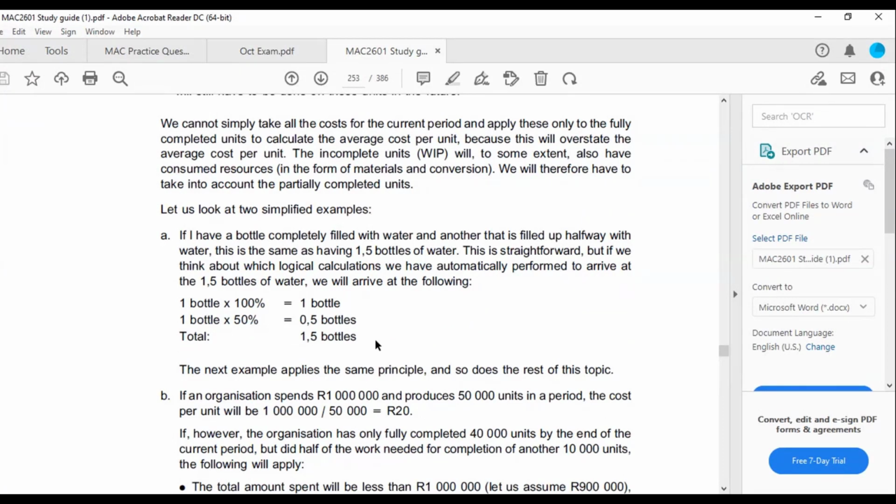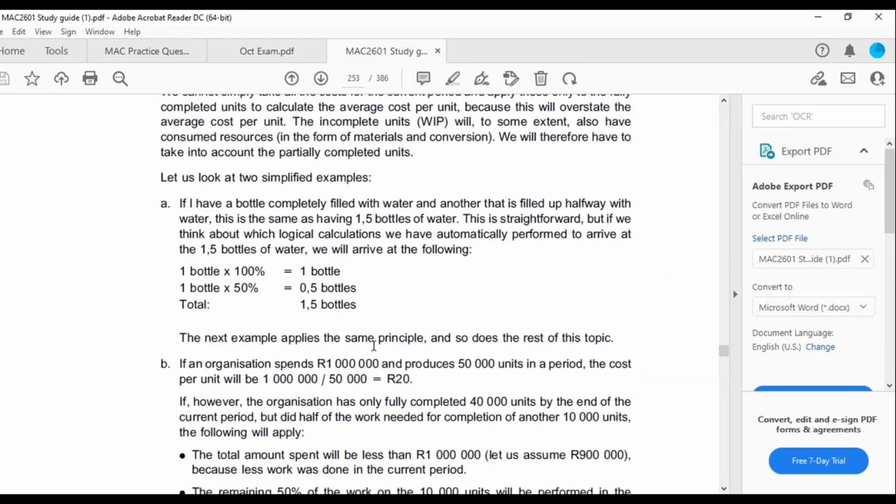So we cannot simply take all the cost of the current period and apply it only to fully completed units to calculate the cost per unit, because you end up overstating that cost per unit. So you need to bear in mind that the correct way of doing it is to take into account the partially completed units, and you will need to allocate cost to them. So that's what WIP is all about.